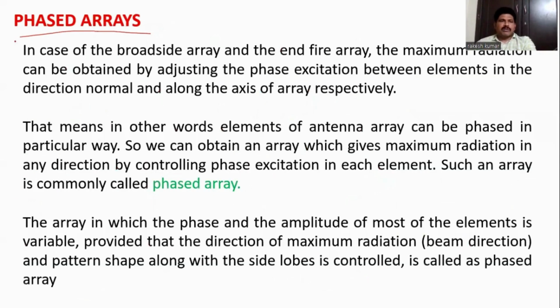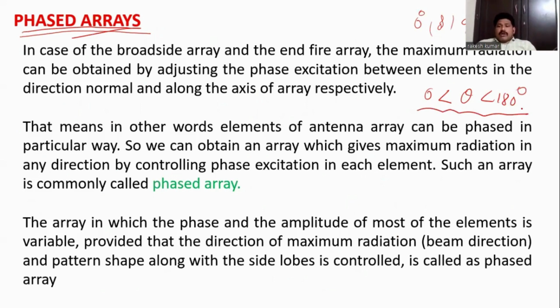That is the concept of phased array, not only in the 0 degrees direction or only in the 90 degrees direction. You can generate the pattern at any angle, 0 less than theta less than 180 degrees, simply by controlling the phases of the currents you provide to the antennas. So this is the concept of phased array.